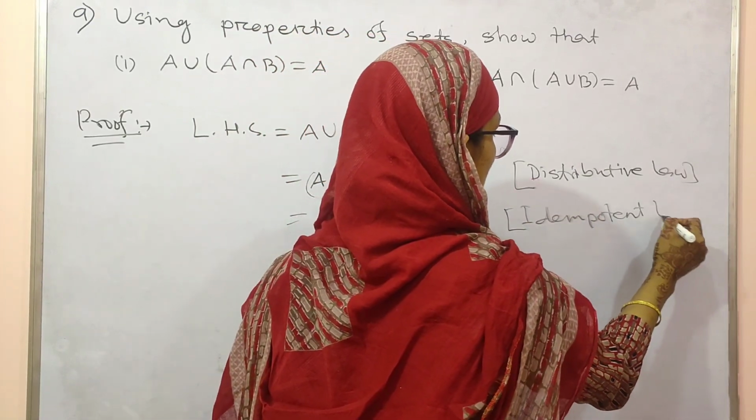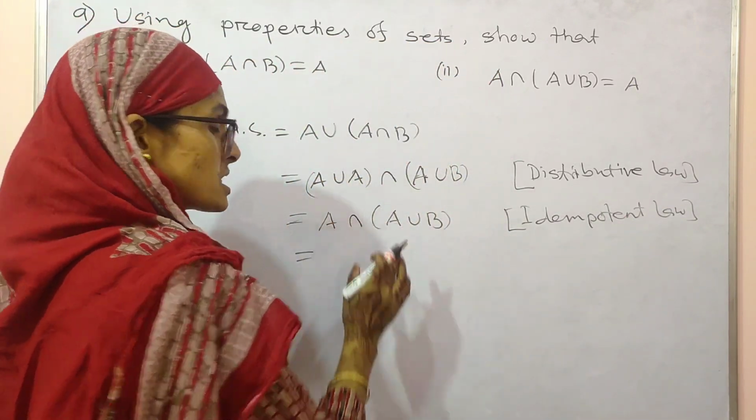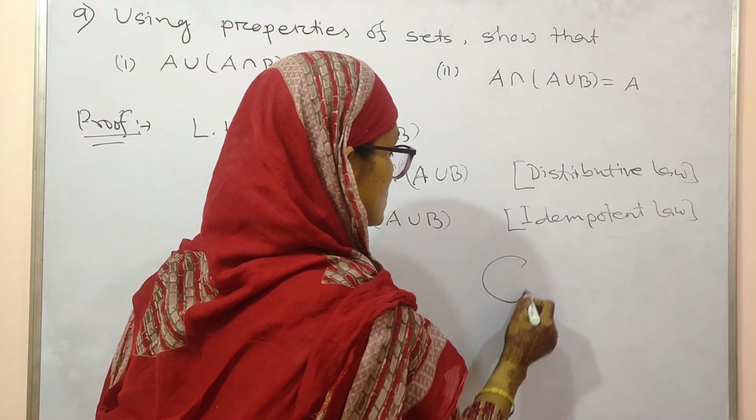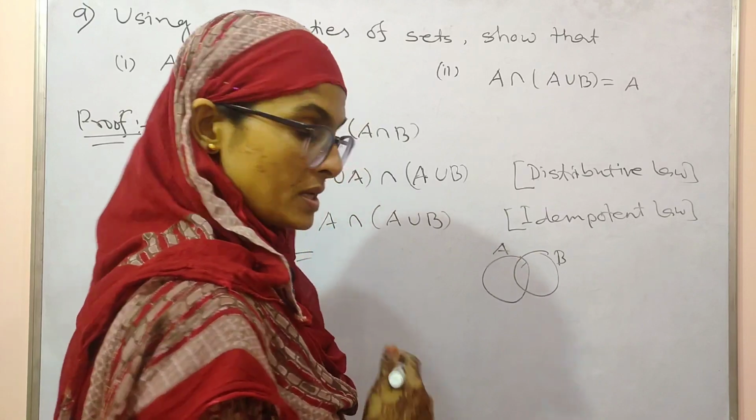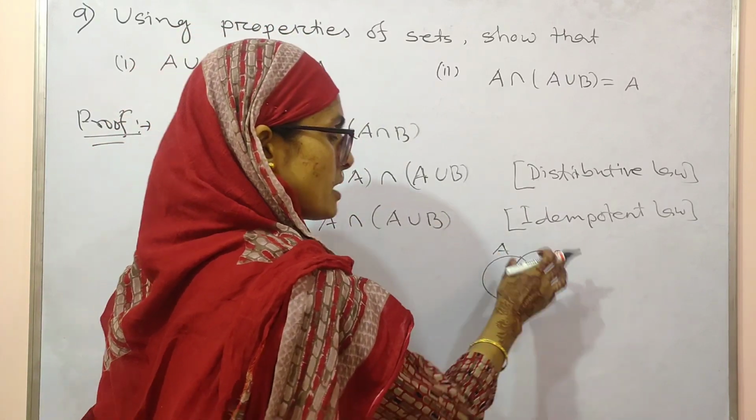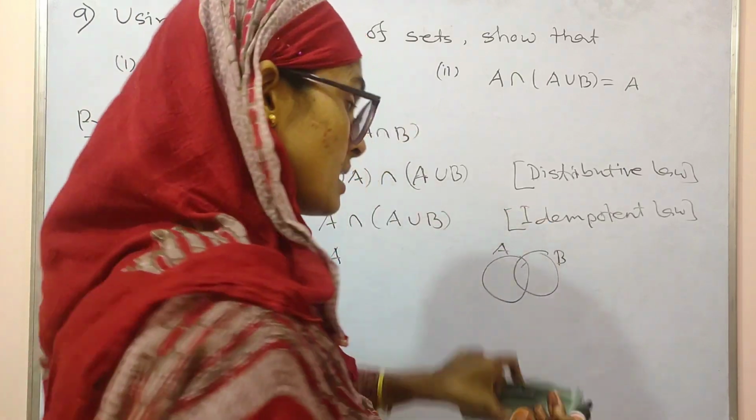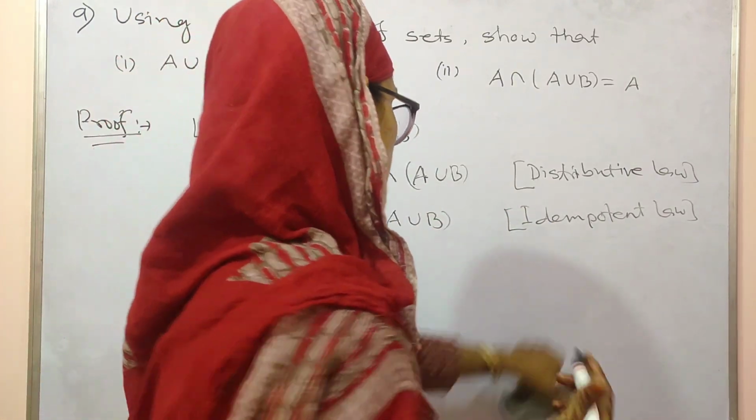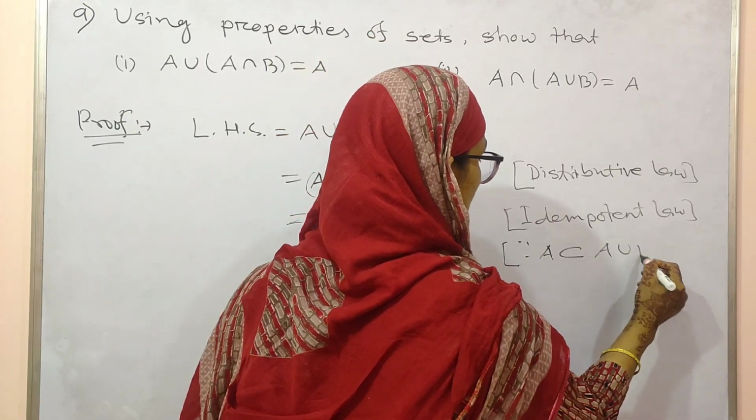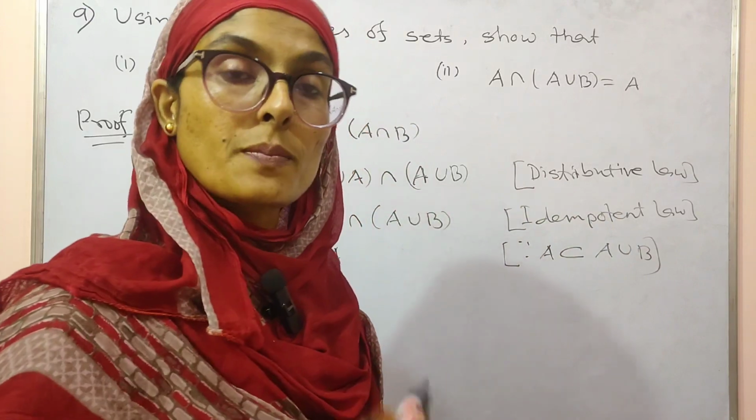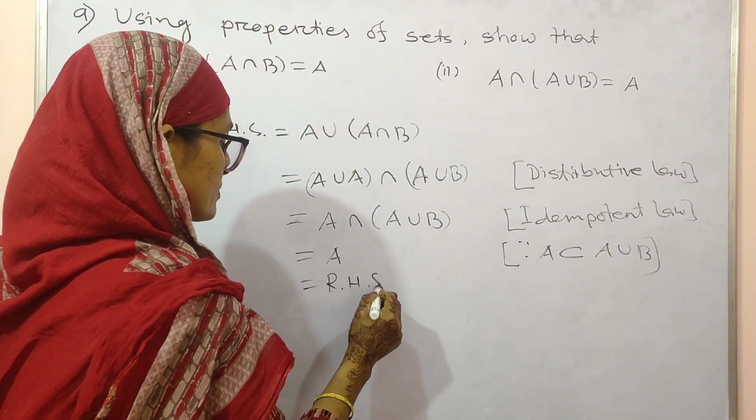Next write down A intersection (A union B). Say these two sets, this one A, this one B, and the whole is A union B. A intersection (A union B) means A. That means A is a subset of A union B. So here you can write, since A is a subset of A union B, B is also a subset of A union B. So this is the right hand side. Proof is over.